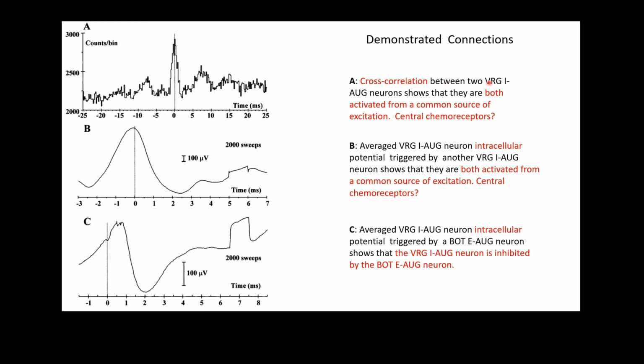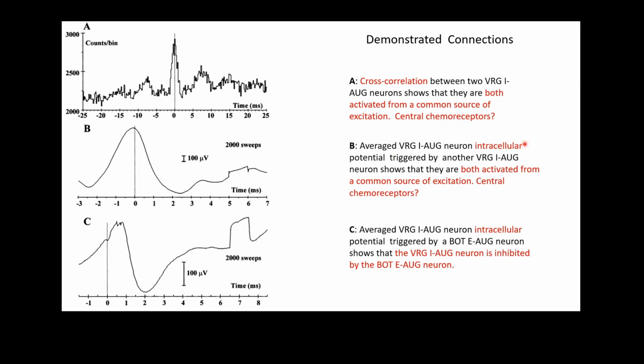Cross correlation between two ventral respiratory group inspiratory augmenting neurons shows that they are both activated. There's a central peak here, echoed out in peaks either side too. They're activated from a common source of excitation. Both of them receive excitation simultaneously. Where does that come from? Probably the central chemoreceptors.